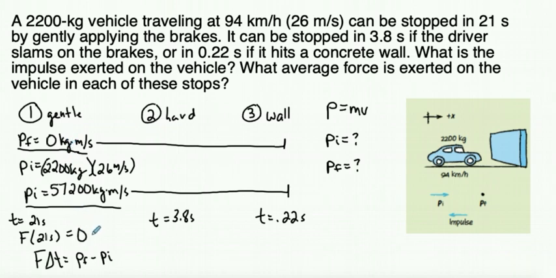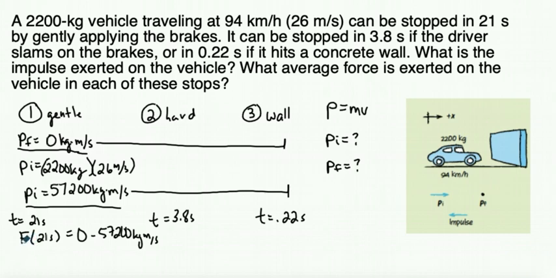So that would be 0 minus 57,200 kilograms times meters per second. So we can see that in general here, since we're coming to a stop, our force is going to be negative, which makes sense because we're slowing down, or there has to be a force pushing in the opposite direction in order to stop the object.